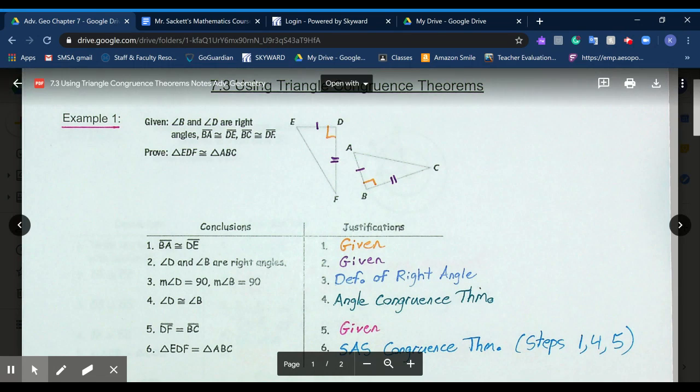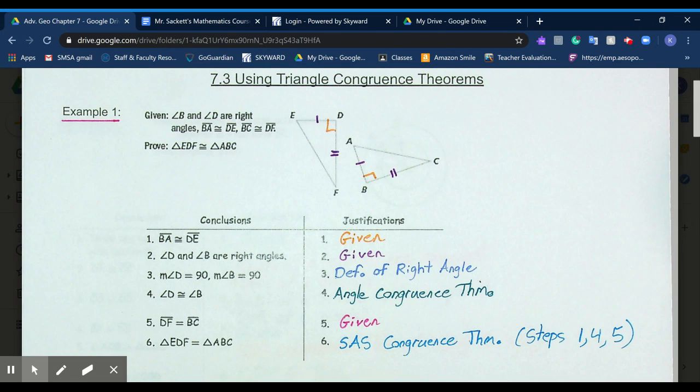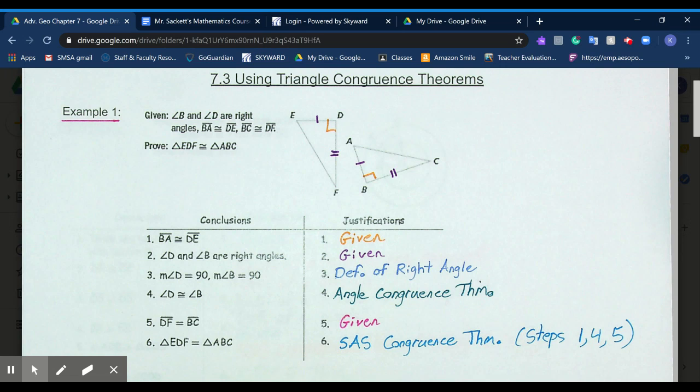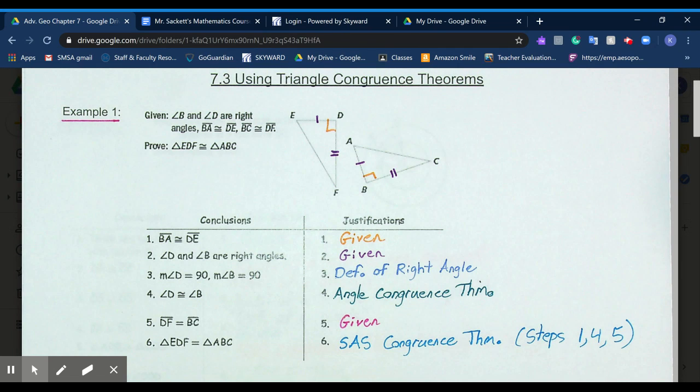Looking at example 1, we were given the idea that angle B and angle D are right angles. So the first thing I did in the diagram, I just went in and drew the right angle symbol at angle D and angle B. We also knew side BA was congruent to side DE and BC congruent to DF. So side BA and DE, I put the single congruency marker, and then DF and BC also got the congruency symbol. Eventually, what we're trying to do is prove triangle EDF is congruent to triangle ABC.